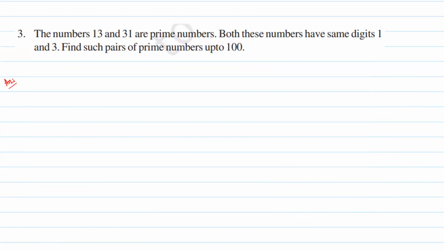The numbers 13 and 31 are prime numbers. Both these numbers have the same digits 1 and 3. Find such pairs of prime numbers up to 100. So you have to find these pairs like 13 and 31, which are written in reverse, right? You have to find all the pairs of prime numbers like that up to 100.